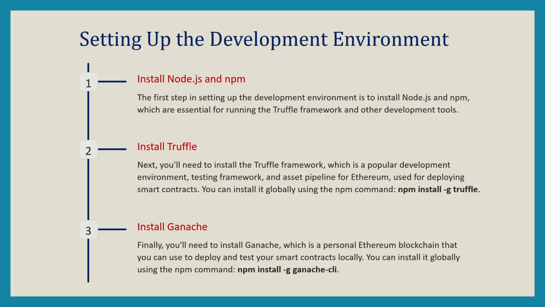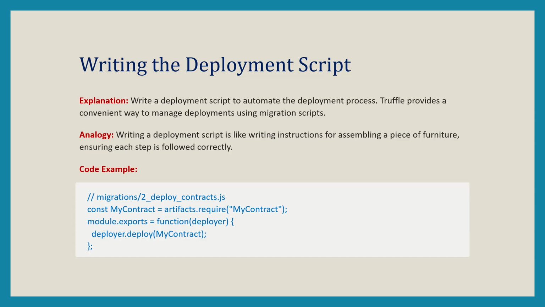Writing the deployment script, right? So what we are doing is we have to write a deployment script to automate the deployment process. Truffle, what we mentioned in the previous slide, provides a convenient way to manage deployments using migration scripts. So the analogy we can use here is writing a deployment script is like writing instructions for assembling a piece of furniture, ensuring each step is followed correctly. Okay, so this should be more clear by the code example I present to you.